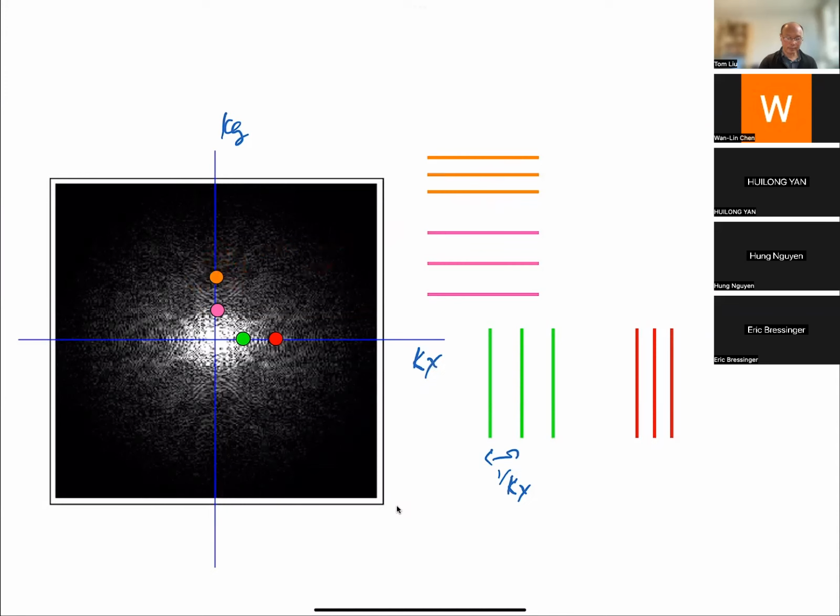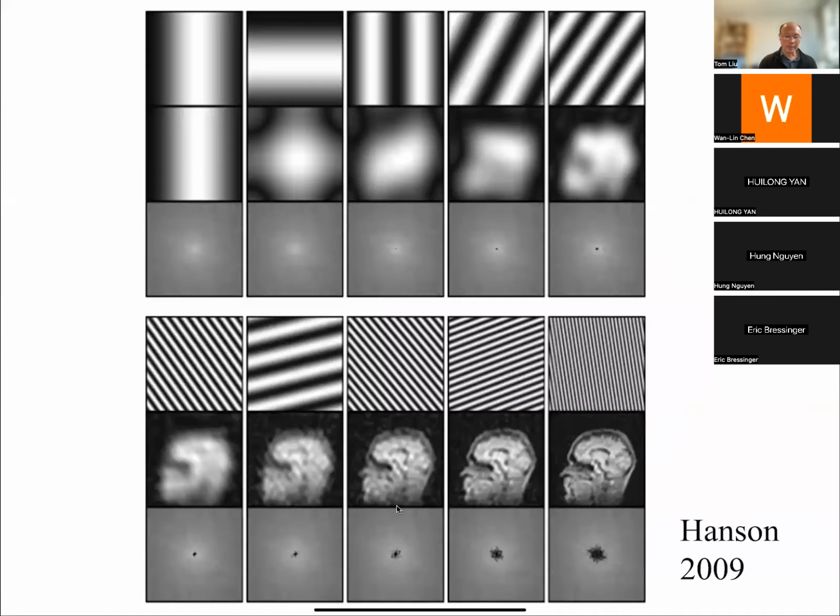And finally, if I go out both along kx and ky, then I have variation in both the x and y direction with some wavelength. Remember, this wavelength here is 1 over the square root of kx squared plus ky squared. Okay, so these are some examples.